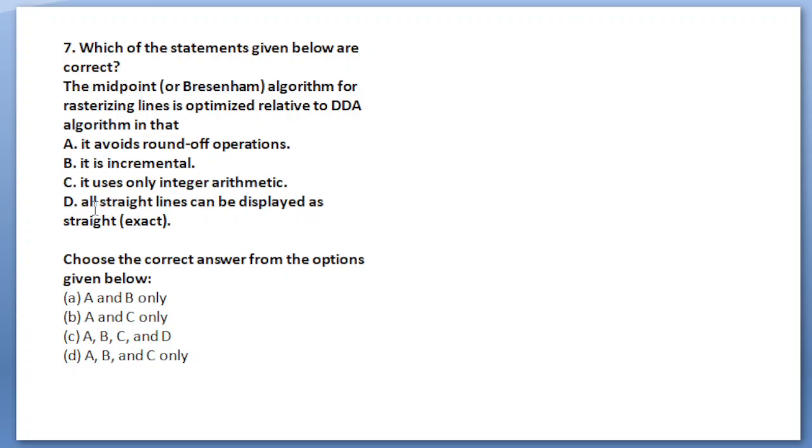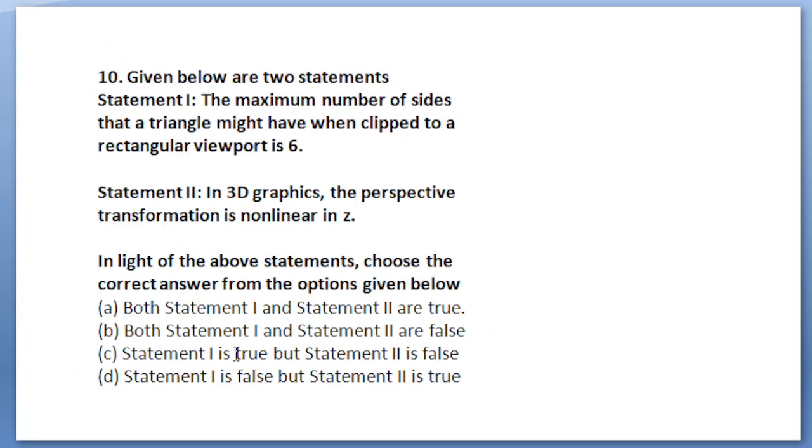But option D is wrong. It is not related to the Bresenham algorithm. So we can decide which one is true. Here we can see that A, B, and C are all correct. The answer is option D. Okay, I hope this is clear. Let's move on to the next question.